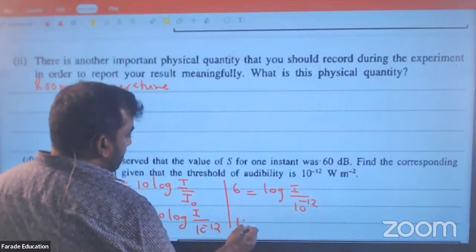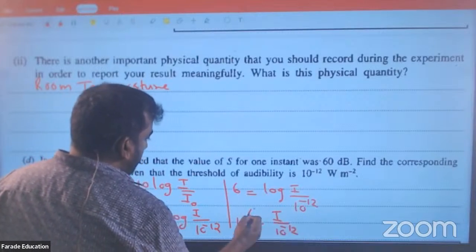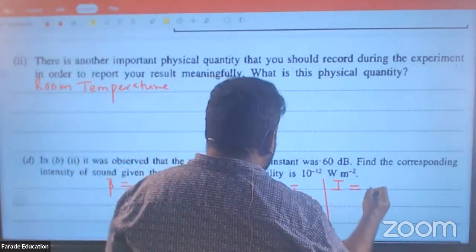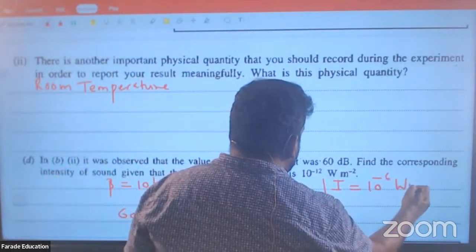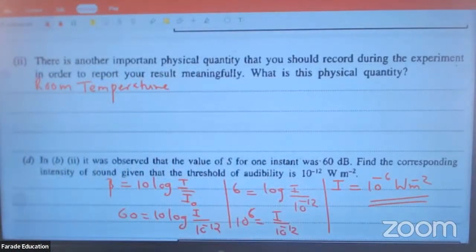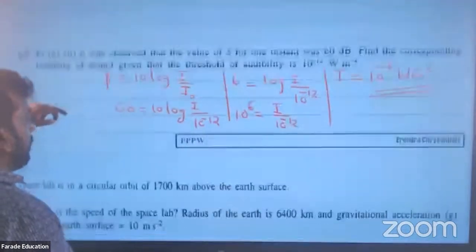Here, I over 10 to the power minus 12 equals 10 to the power 6. Cross multiply. I is 10 to the power minus 6 watt per meter square. That is your intensity. Now you can see, because of the experience of doing MCQs, these are actually very easy now.